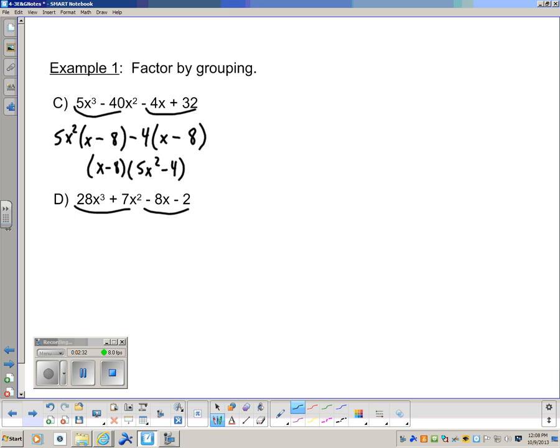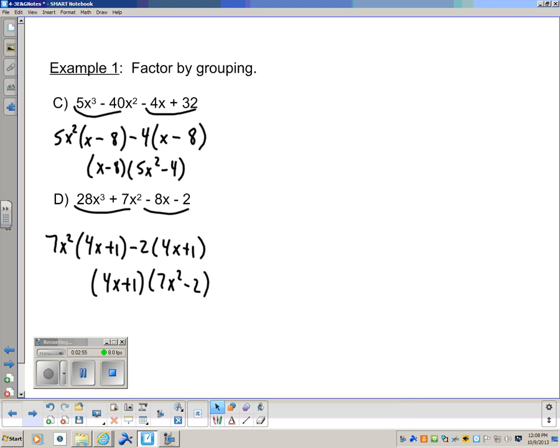And then my next example, I'm looking at the GCF of 28x to the third plus 7x squared. I'm seeing that they have a 7x squared in common. I'm left with 4x plus 1. The second part there, negative 8x minus 2, what do they have in common? Oh yeah, a negative 2. And I'm left with 4x plus 1. The parentheses are exactly the same in each case, so I'm going to write that down. And I'm left with 7x squared minus 2.